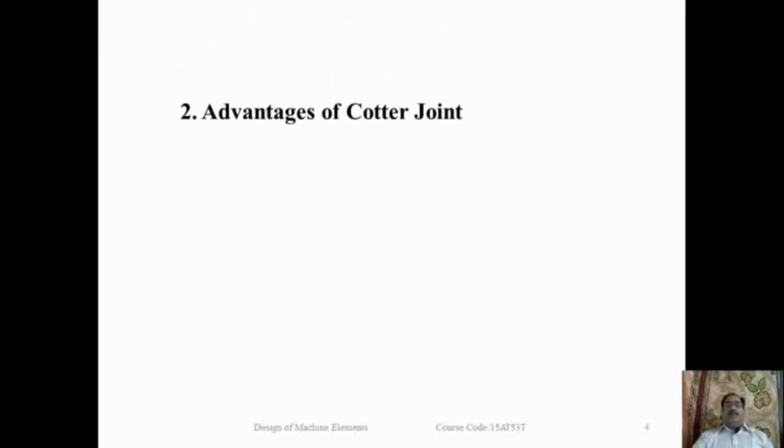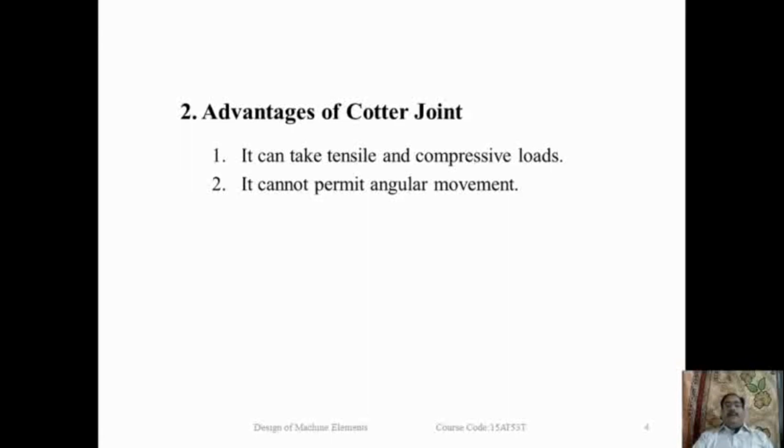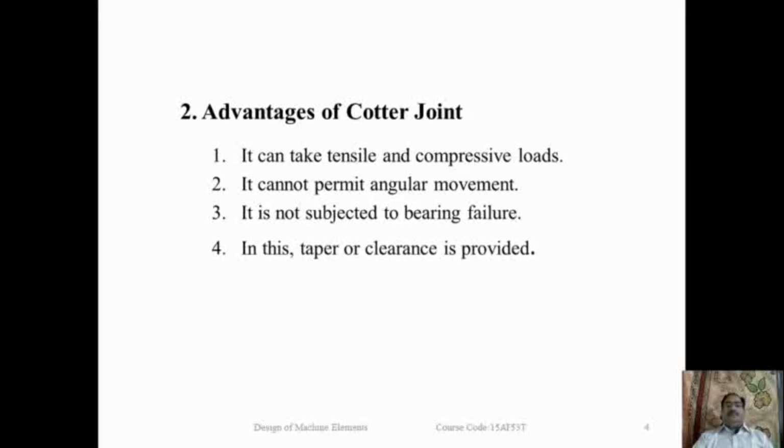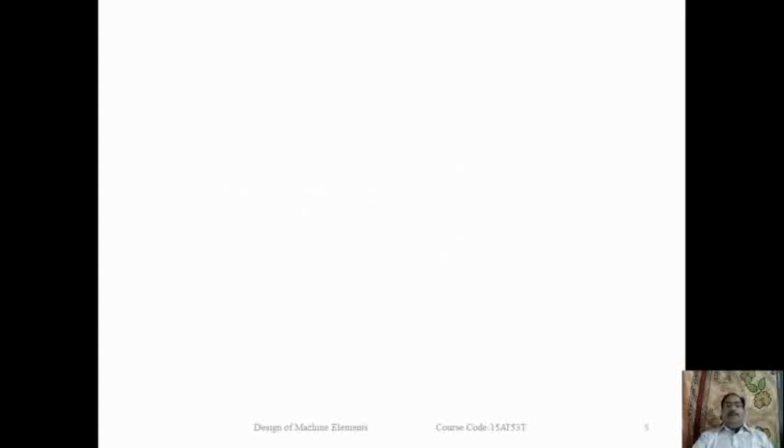So then we have to study regarding the advantages of Cotter joint. So number one, it can take tensile and compressive loads. So the Cotter joint takes both the loads, that is tensile as well as compressive loads. Second one, it cannot permit angular movement. Third one, it is not subjected to bearing failure. In this, taper or clearance is provided. So these are the advantages of the Cotter joint.